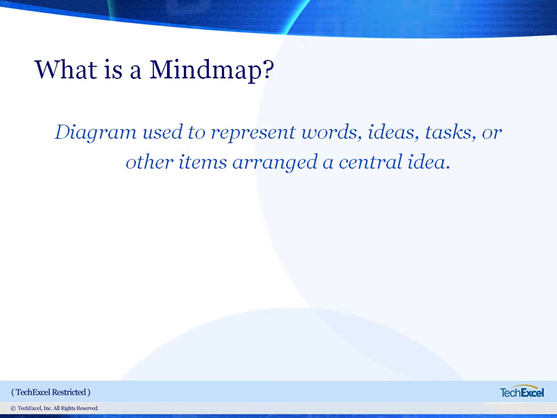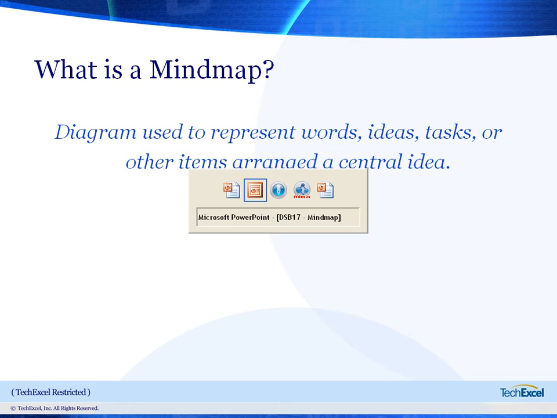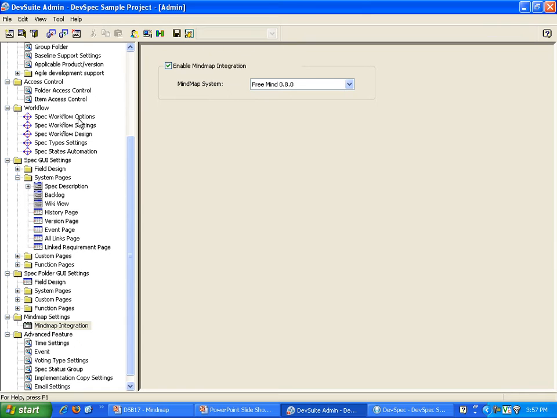A mind map in DevSpec allows you to take your ideas and put them into a requirements form. Now, in order to use the mind map integration, you need to go to the admin under mind map settings, mind map integration, and enable it. DevSpec currently integrates with the FreeMind open source mind map software. There's no additional license cost to use this, it comes with the software.